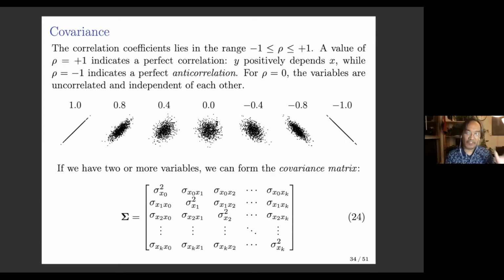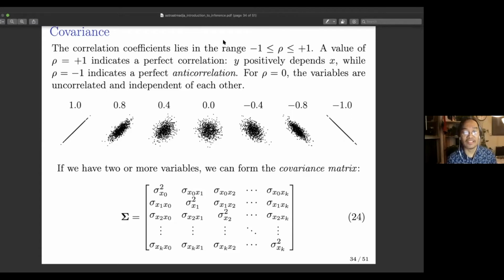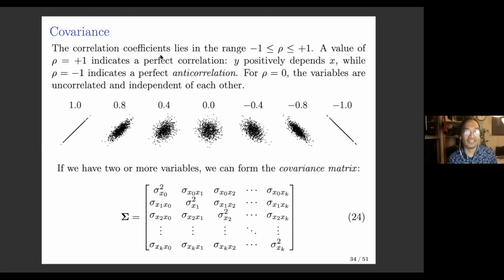Now, if we have 2 or more variables, we can form what we call a covariance matrix. This is going to be important later on. The diagonal describes the sigma, the standard deviations, while the off-diagonal components describe the covariance between, for example, variable 0 and variable 1, and so forth. We can see that the off-diagonal is symmetric. This one here is the same as this one. So they're symmetric.